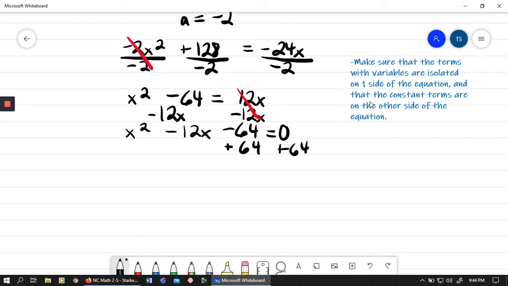Plus 64, plus 64. It cancels out here on the left side with the other 64 with the opposite sign. And we're left with x squared minus 12x equals 64. Now we have our equation arranged in just the right way for us to actually complete the square.